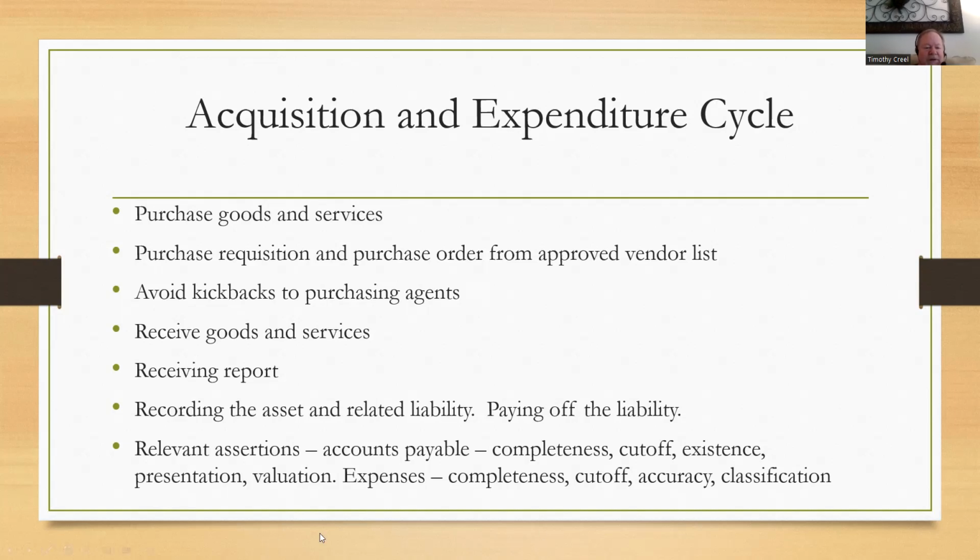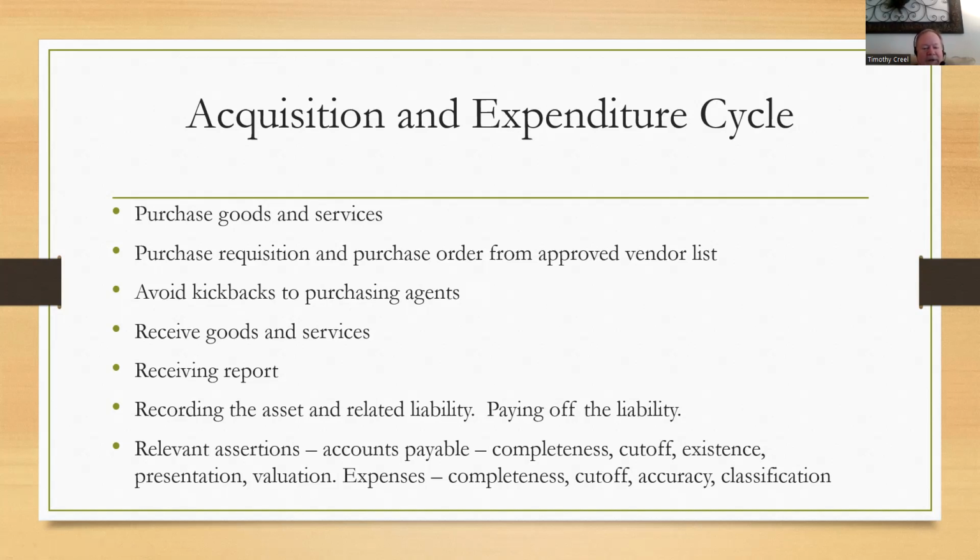Now, the relevant assertions that you're looking at and accounts that are part of this cycle would be, one, accounts payable. In accounts payable, you're looking at completeness: are the transactions complete? Cutoff: were the transactions recorded in the proper period? Existence: do these liabilities actually exist? Presentation: are they presented properly in the financial statements? And valuation: are they valued correctly on the financial statements?